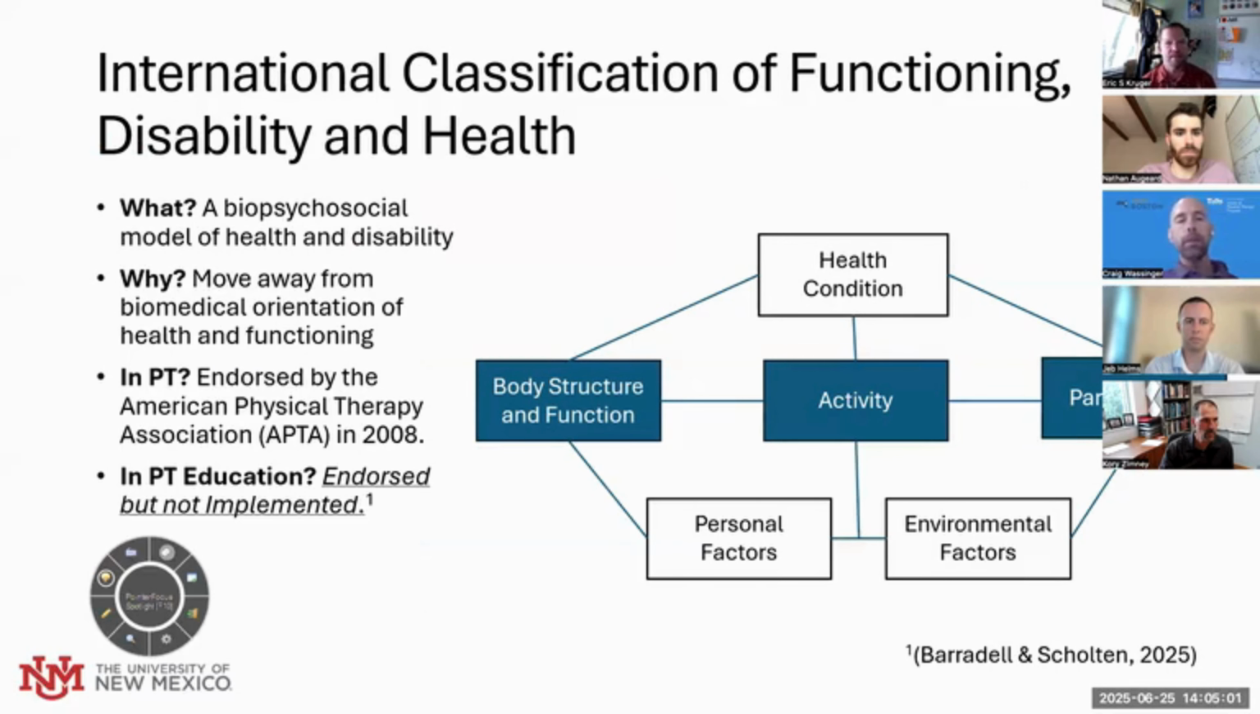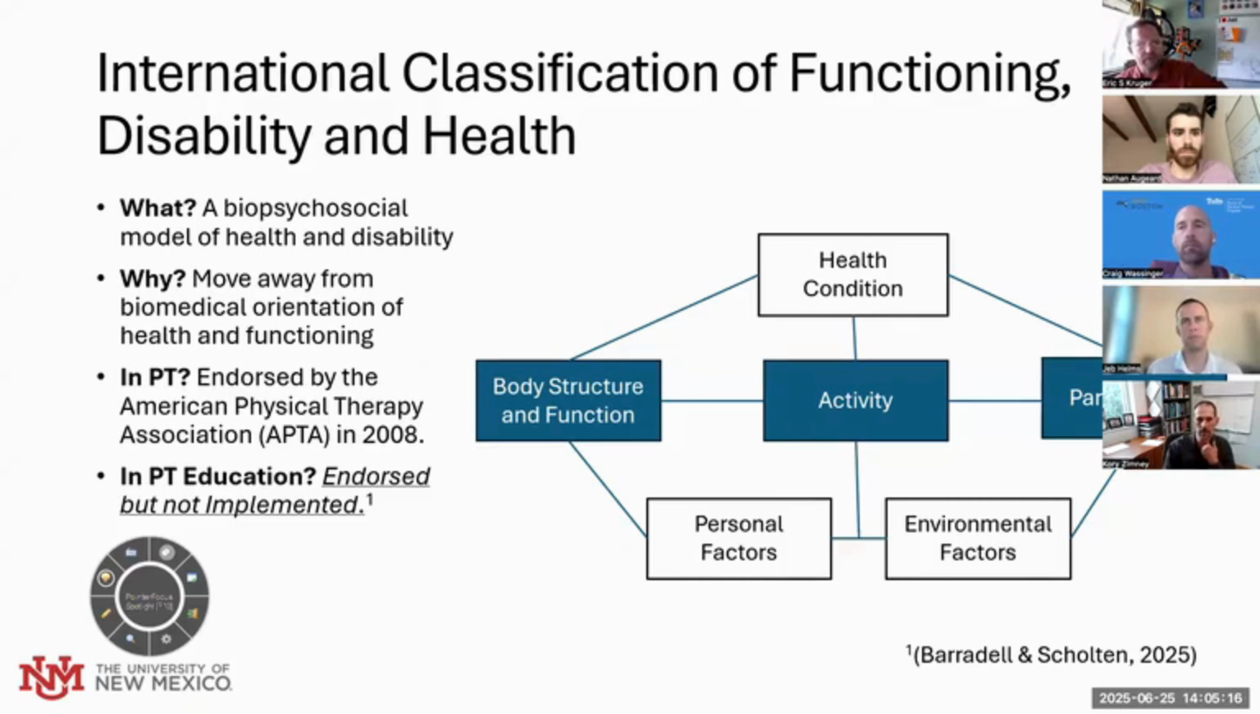All right, so what is the ICF model, or the International Classification of Functioning, Disability and Health? It's kind of a mouthful. Essentially, it's a biopsychosocial model of health and disability. I'm assuming most people on this call are familiar with this. Most people in education probably are.